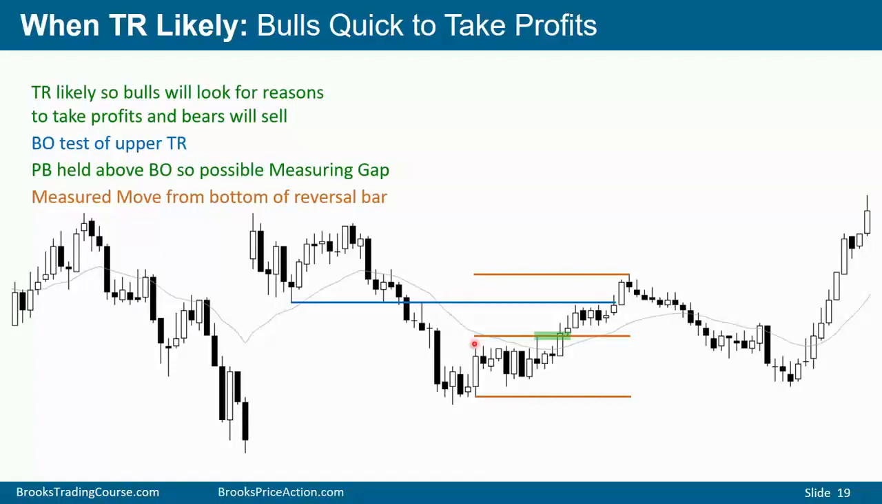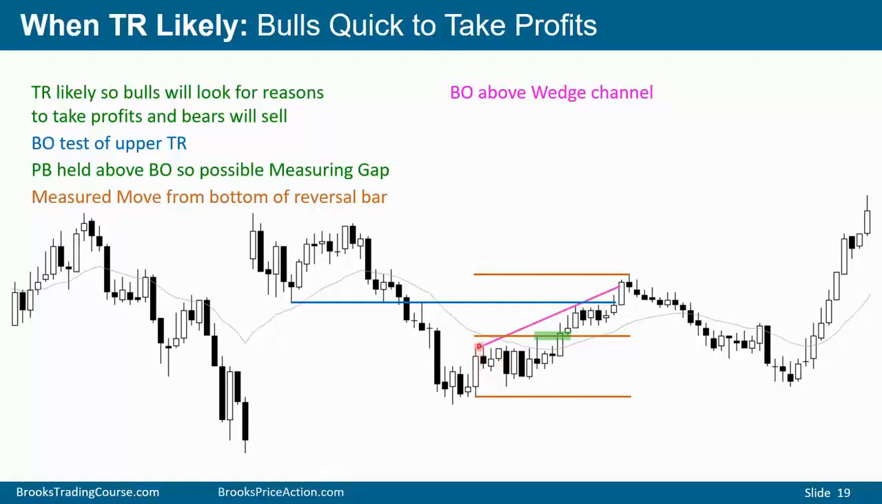Here's the start of the reversal. Here's the potential gap, and traders will expect profit-taking bulls and aggressive bears to sell around a measured move up. It's also the top of this channel, spike pullback channel. A logical place for bulls to take profits and for aggressive bears to begin selling.